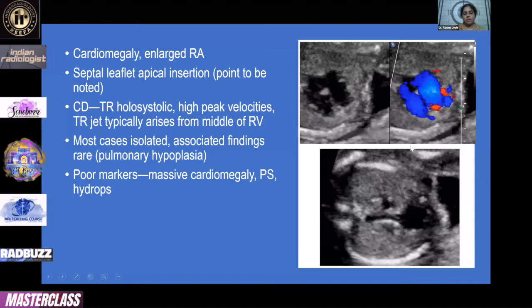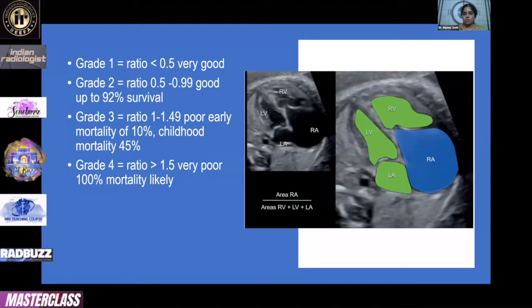In most cases, isolated associated findings are rare. Poor markers are massive cardiomegaly, pulmonary stenosis, and hydrops. And this is just the prognostication, how you do the ratios. You have to calculate the area of the right atrium, including the portion of atrialized ventricle, and then the area of the remaining three chambers, and then the ratio is calculated. And then of course grade 4 is the ratio more than 1.5, which is very poor with 100% mortality. But overall, the prenatal detection of Ebstein's has a poor prognosis.